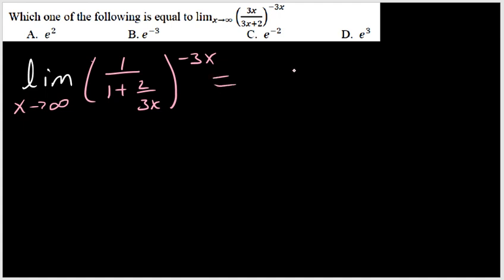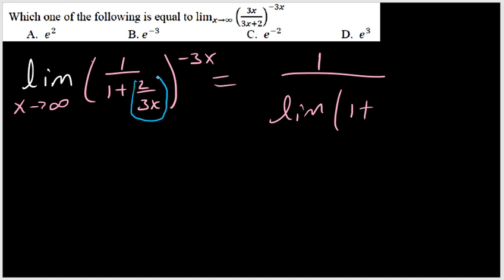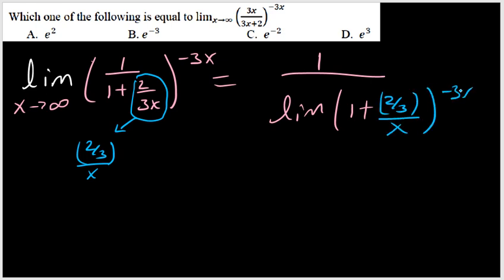This limit can be written again like I did before. The limit of the upper part, we can leave it as 1 over, and the lower part, the limit of 1 plus 2 over 3x. This one we can write as 2 over 3 the whole over x. We just need to keep the constant as the numerator of x, so 2 over 3 the whole over x, and the whole to the power of negative 3x, don't forget it, as x goes to infinity.